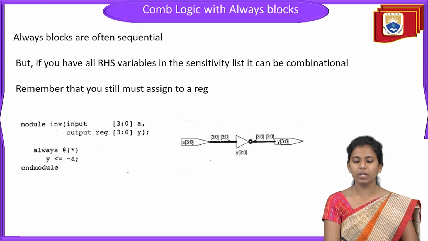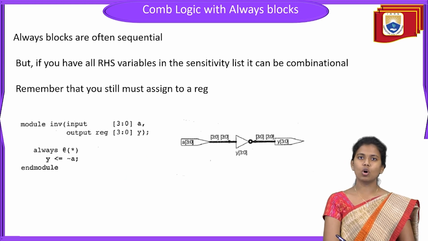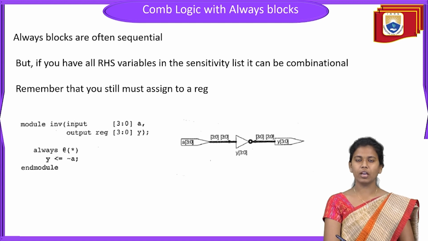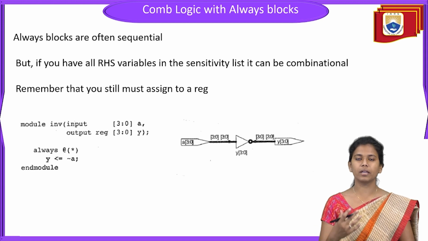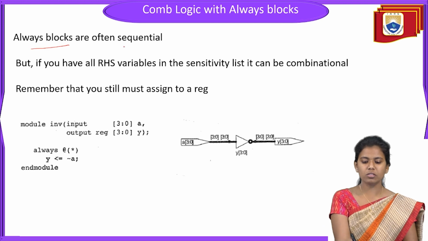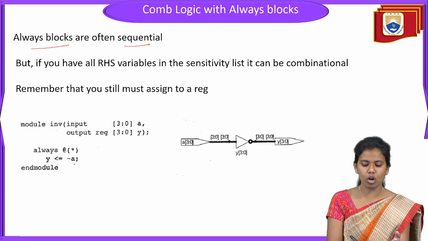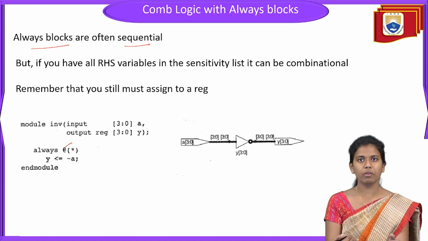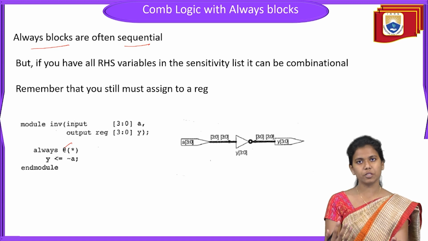And coming up with the combinational logic with always block. So here in the behavioral modeling, we have discussed always @ is a keyword which we have to use when you are modeling a particular circuit in behavioral modeling, right? So here always blocks are often sequential. Always @ is a keyword which states that the execution of the program can take place in a sequential manner, one after the other.